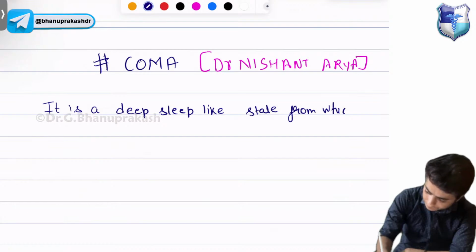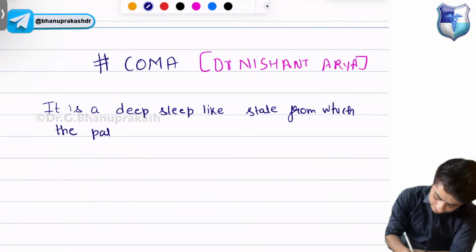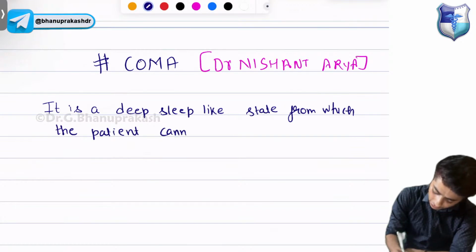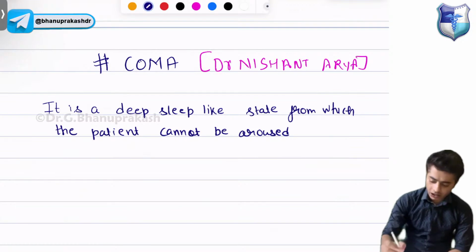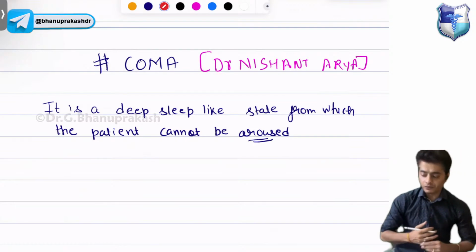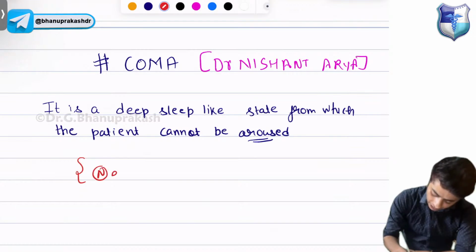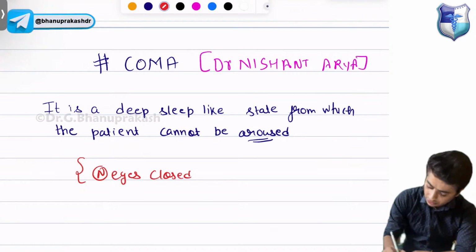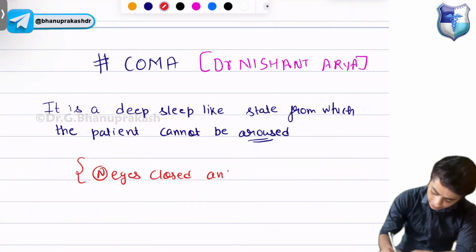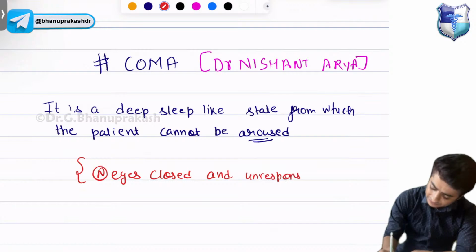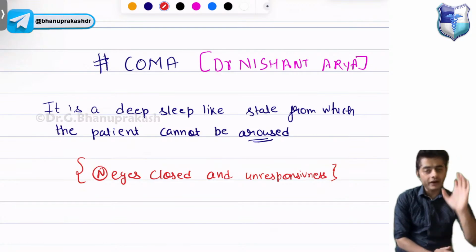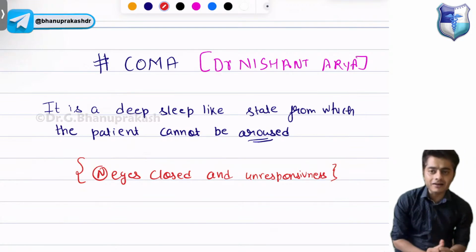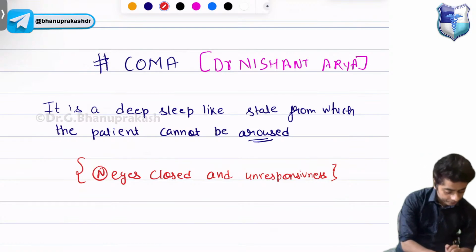from which the patient cannot be aroused. Okay, it is a deep sleep-like state from which the patient cannot be aroused. Or in short, we can say normally eyes closed, and unresponsiveness. So you are going on your ward duty, you are in casualty, you find some patient whose eyes are closed and he is unresponsive. What will you suspect? You will suspect coma.